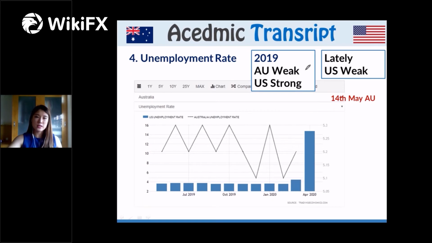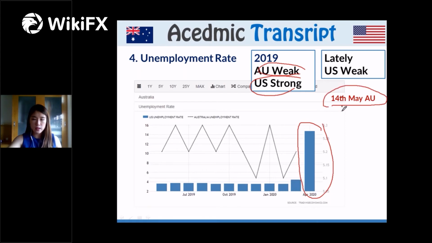Overall Australia is weakened and the US is strong. But last week the unemployment rate came out and it really spiked, around 14 point something percent in the US. On the 14th of May, Australia will also release its unemployment rate, so we have to look at it to determine the performance of the countries. So lately, we say the US has weakened in economy in the aspect of unemployment rate.